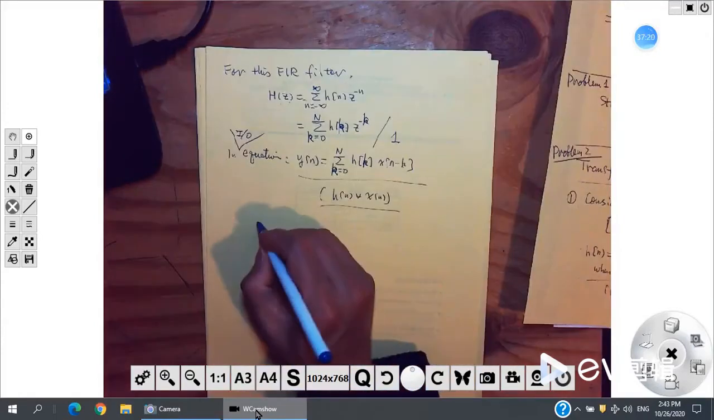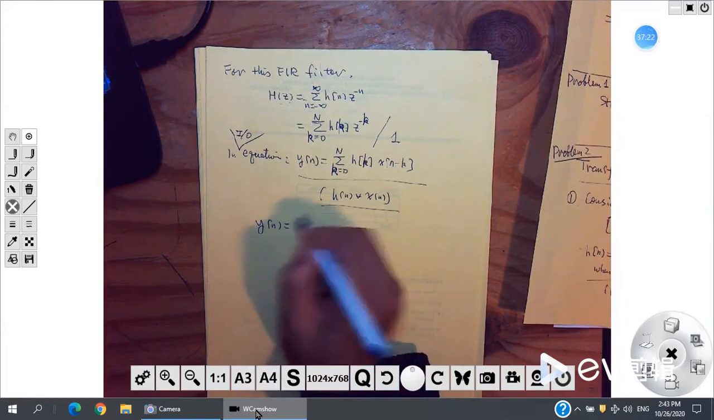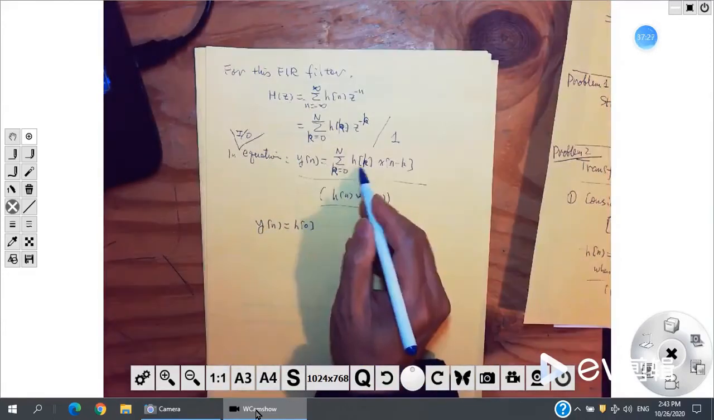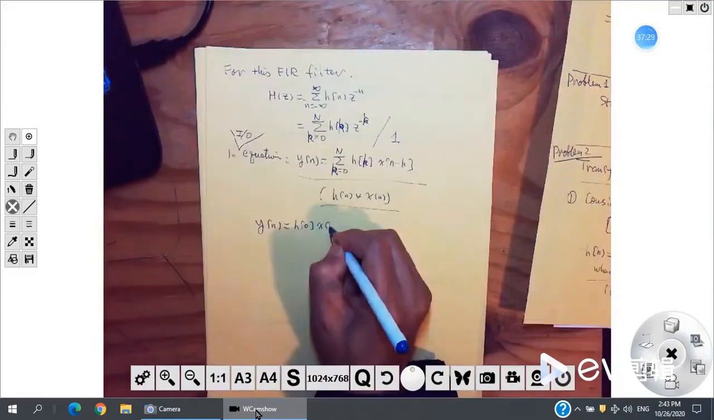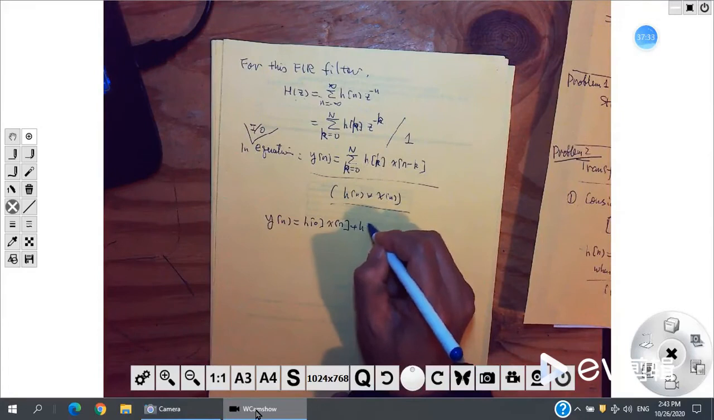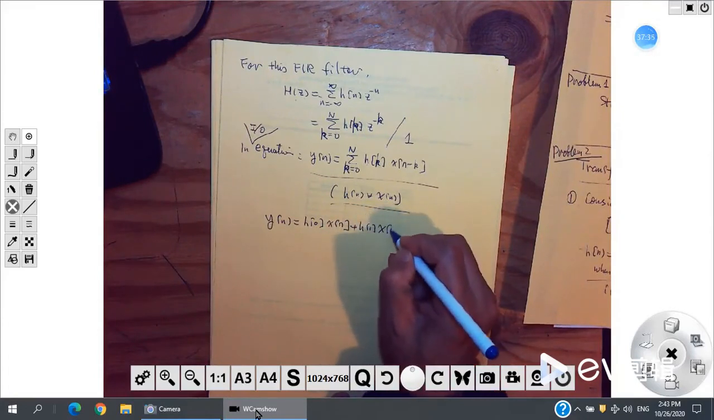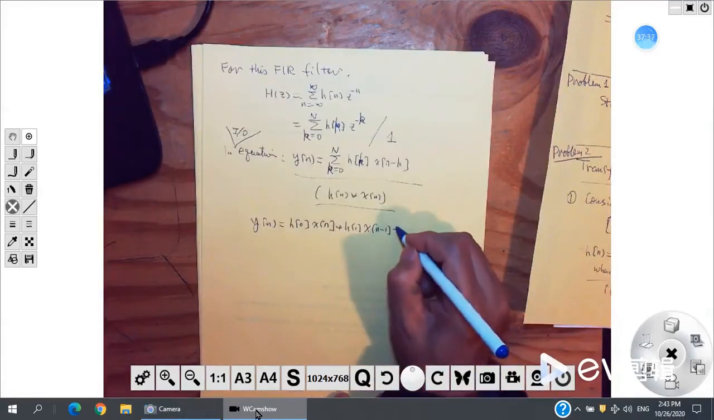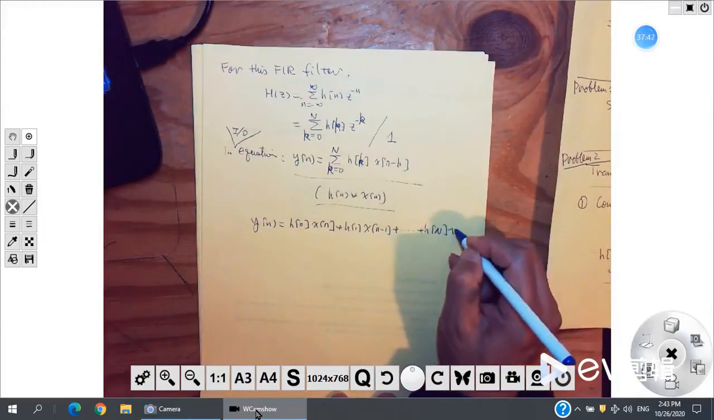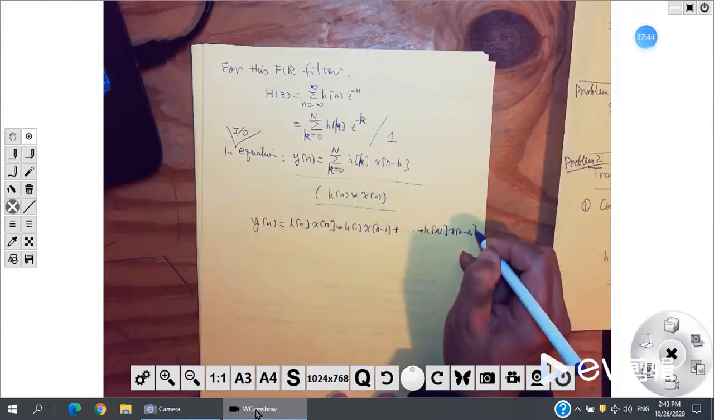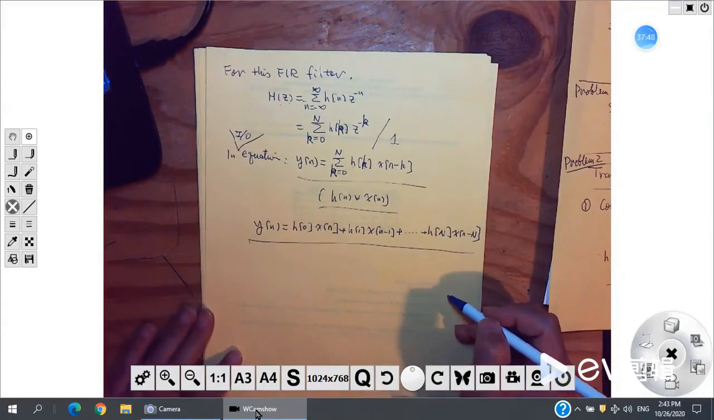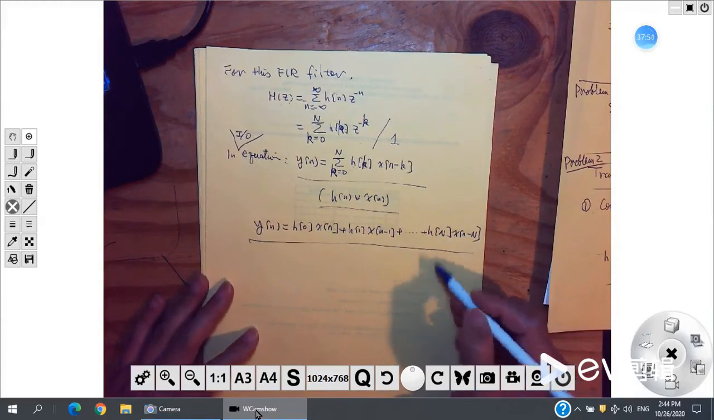And we can write more details. When k is 0, I have h of 0 times x of n minus 0. Right, n minus 0, just n. Then h of 1 times x of n minus 1. And so on, until h of n times x of n minus capital N. So we have an equation that looks like this. Then the structure will be the same thing as this one.